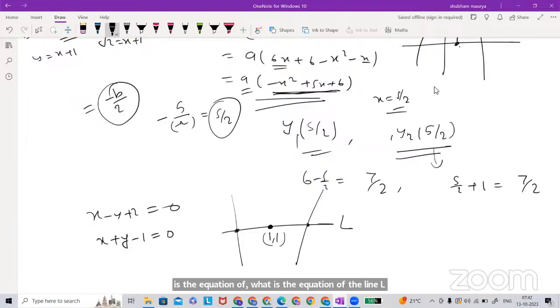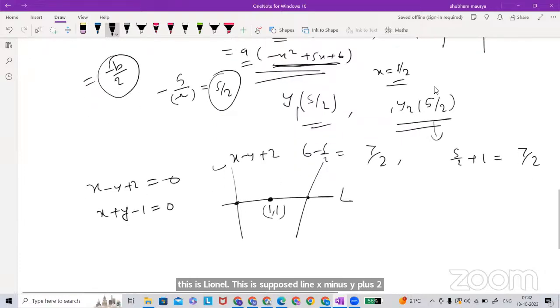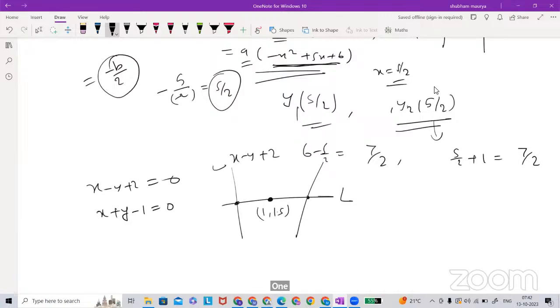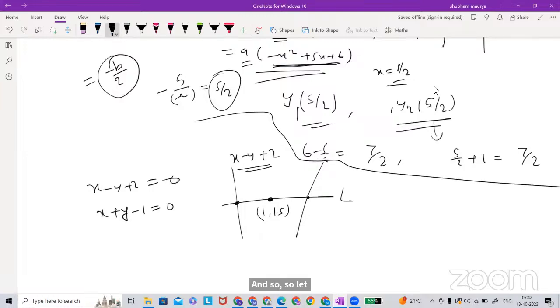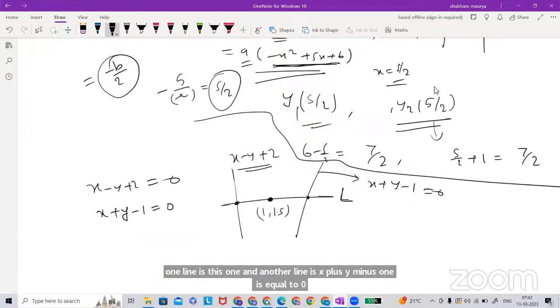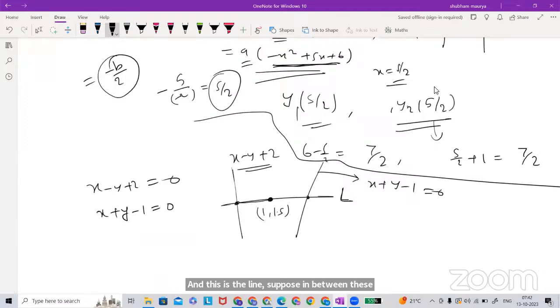This is line L. This is suppose line x minus y plus 2, and its point is (1, 1.5). So the equation of one line is this one, and another line is x plus y minus 1 is equal to 0. And this is the line, in between these two lines, this is the whole line which is bisected at the given point. So how can we calculate the equation of the line?